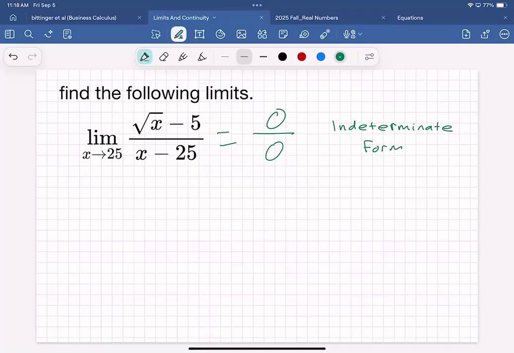Table method, right? Just remember table method. Say, hey, I'm going to look at this as the limit as x approaches 25 from the left and build your table. And then do the same thing from the right, build your table. Now that method's going to take a little work, right?